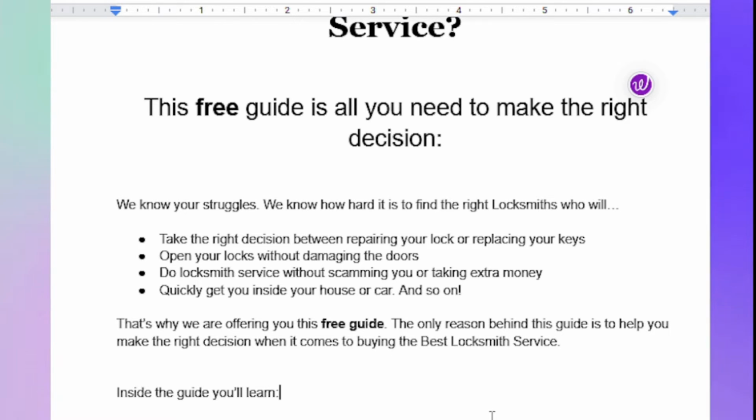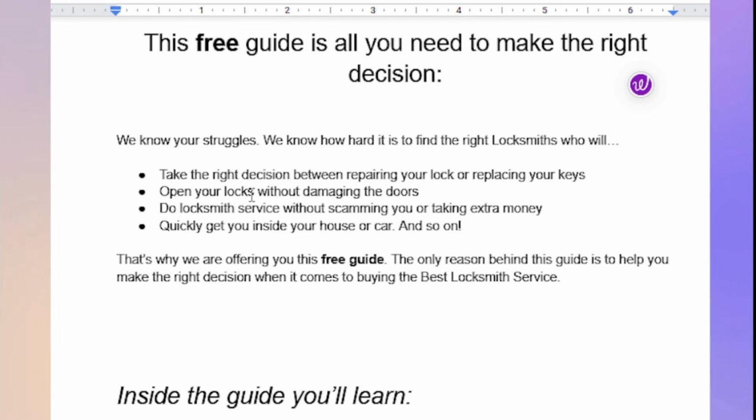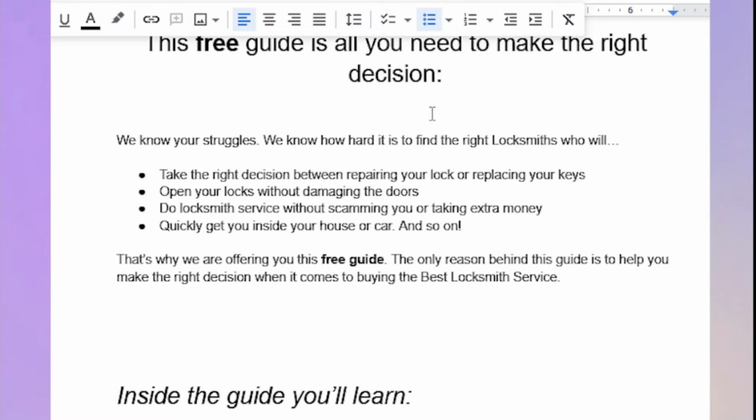The guide. Let's make it headline and make it italic. You learn, and let's use bullets one more time to make it easier to read and understand.